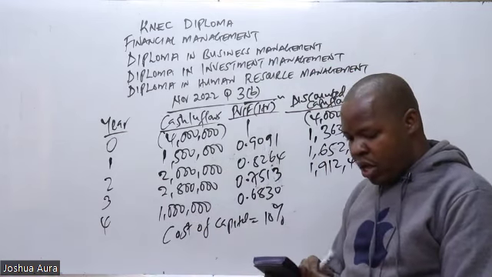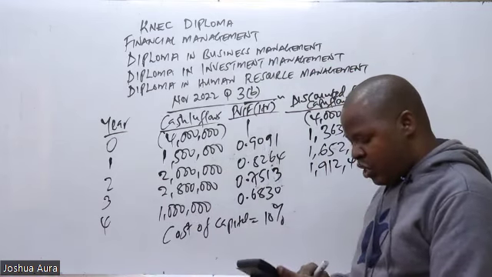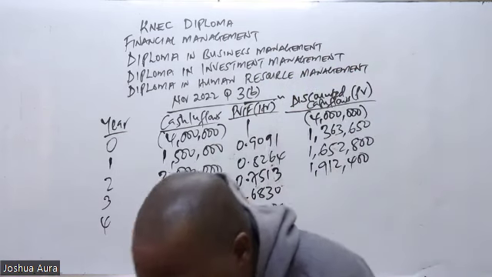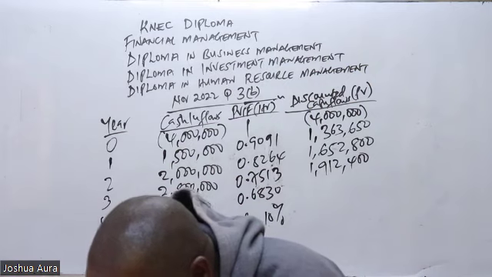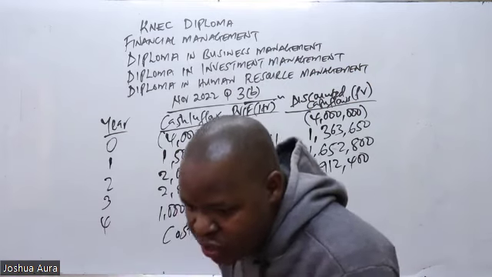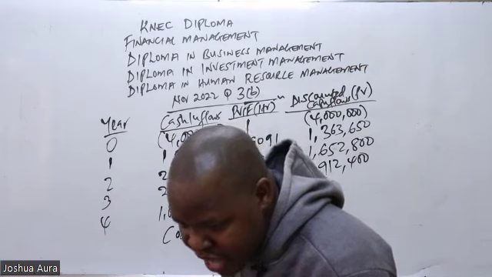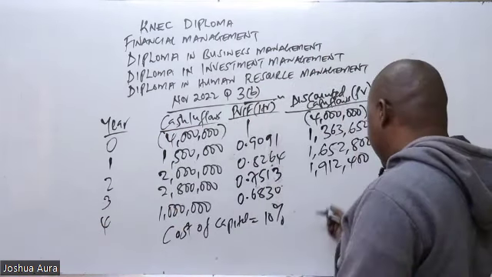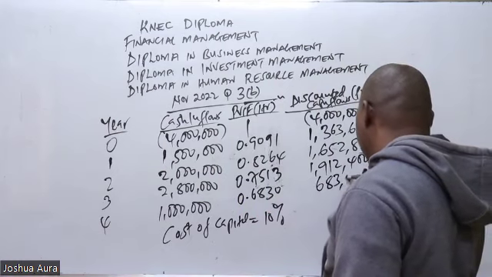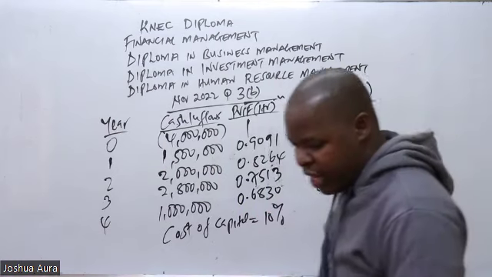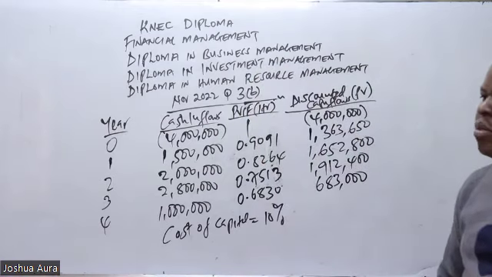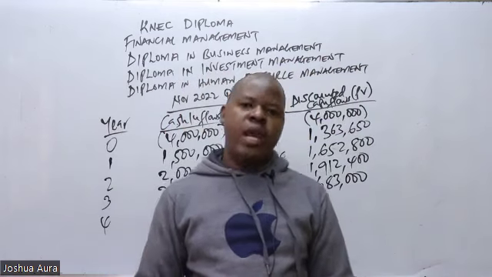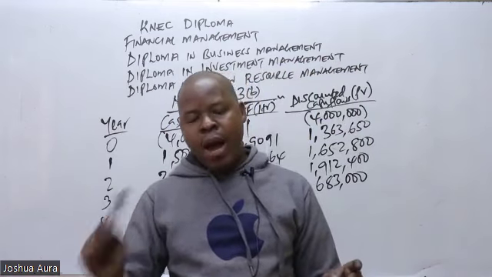You will take 1 million times 0.6830. What are you getting there? We are getting 683,000. Now the examiner is requiring us to calculate the discounted payback period.